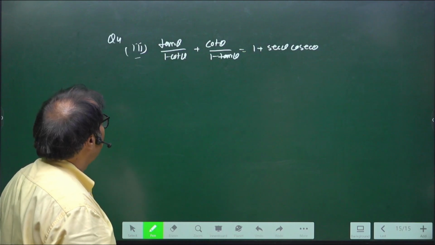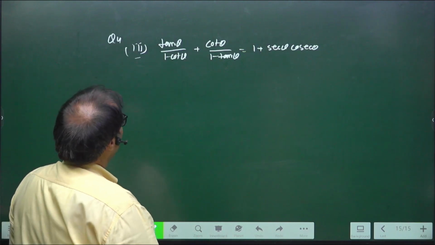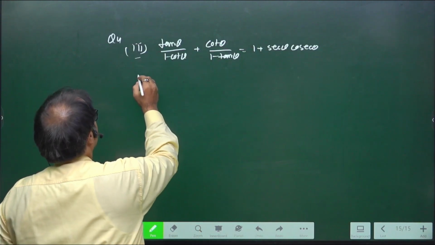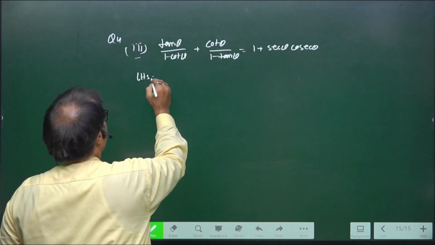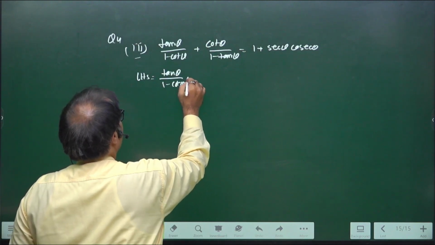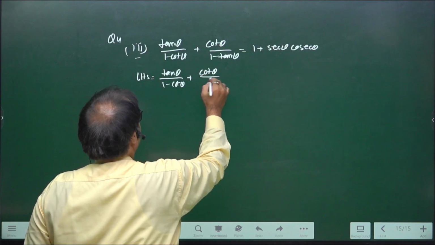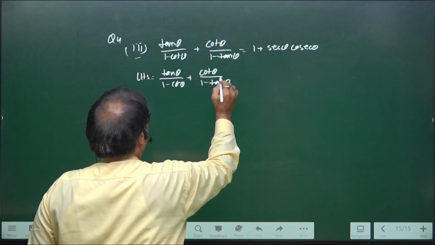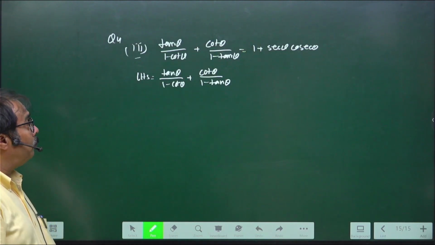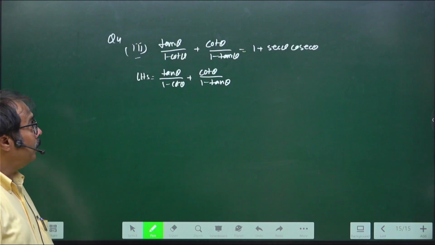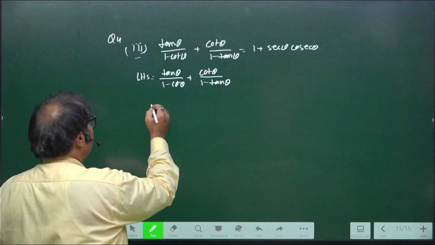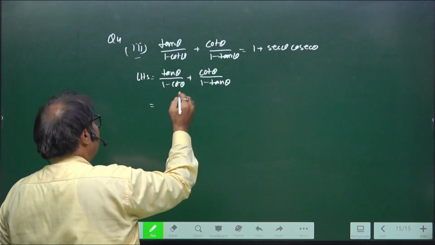So what we have to do, take the left hand side first. Left hand side, this is tan theta upon 1 minus cot theta plus cot theta divided by 1 minus tan theta. And this question is one of the important questions of your exercise from your board examination point of view, right? So the question is given in terms of tan and cot. So what we have to do, we will convert in terms of sin and cos.